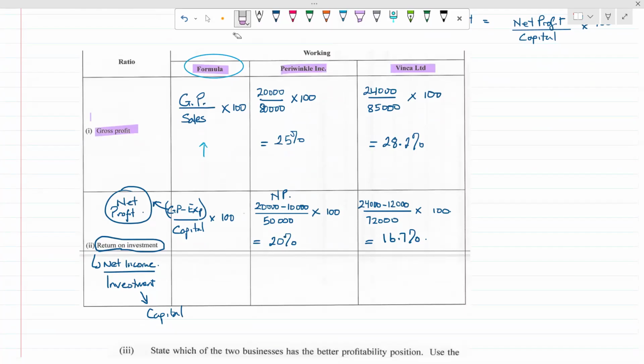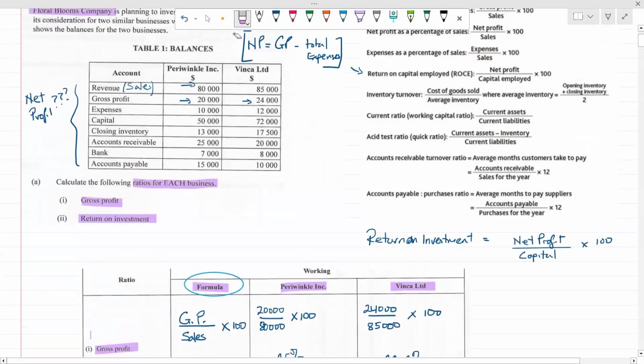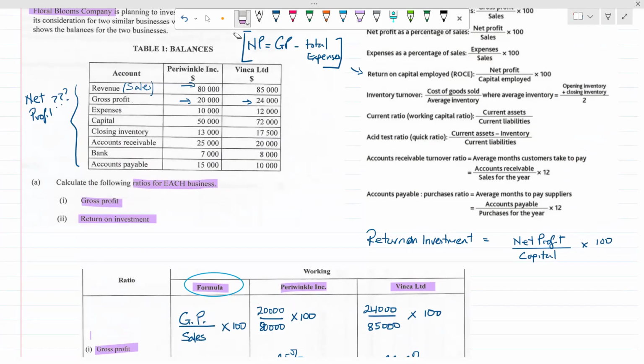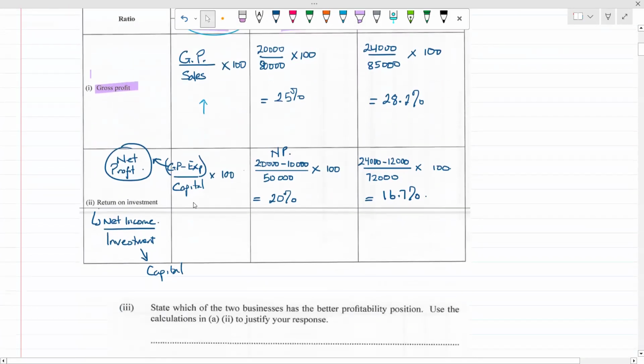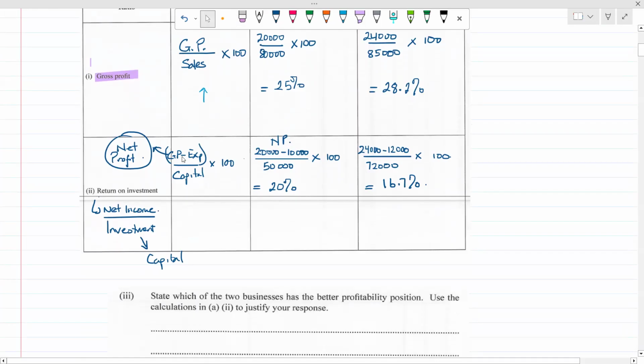The return on investment is found by taking the net income and dividing by the investment. The investment in this case is the capital. Now, our net income is not exclusively provided in the list of balances, but we can calculate the net profit using gross profit and total expenses. If we subtract our total expenses from our gross profit, the result is net profit or net income. So for our second ratio, we take gross profit minus the expenses, which is our net profit, and divide that by the capital.